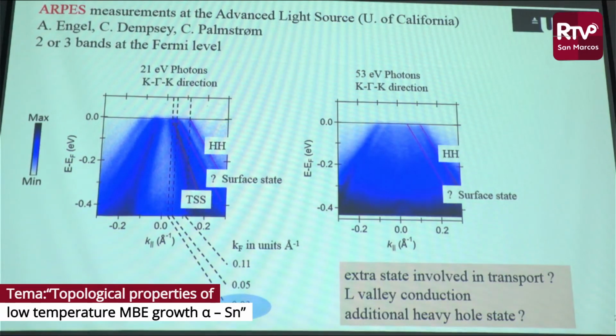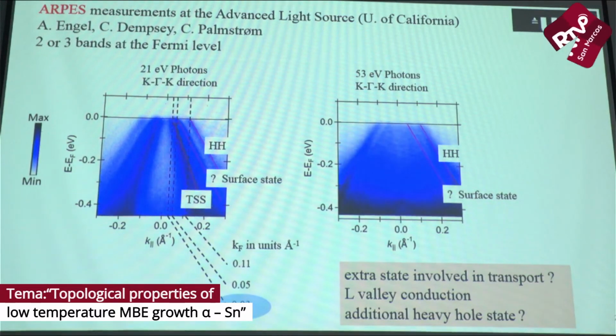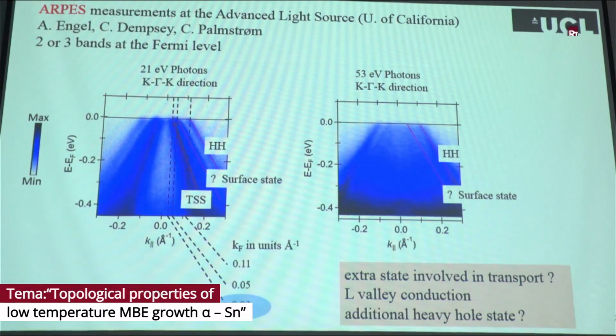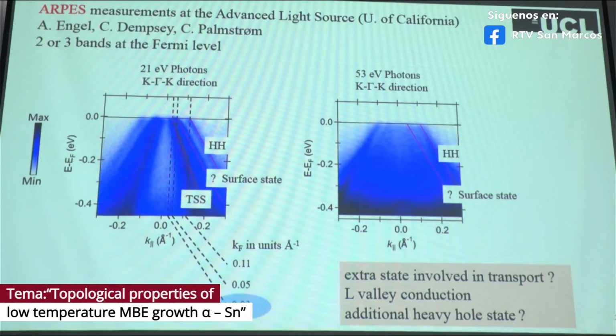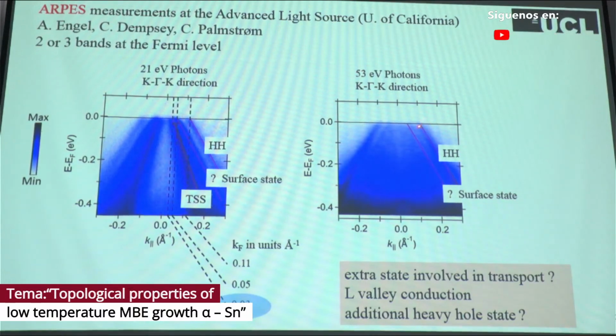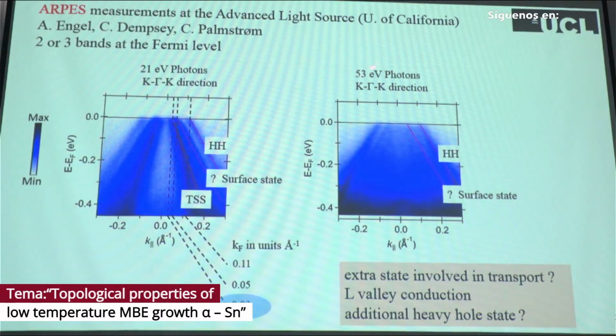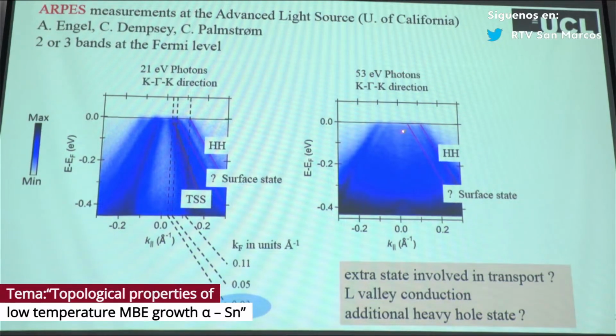It's slightly awkward because each energy and momentum measurement has a resolution, and you get a convolution of the two. So each data point here is a convolution of the two measurements. So the outer are the heavy hole states, and this is at 53 eV. There's a hint of another state here.